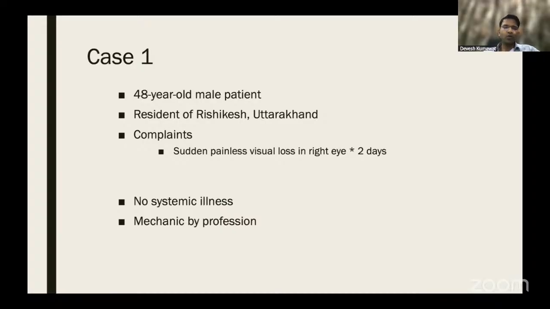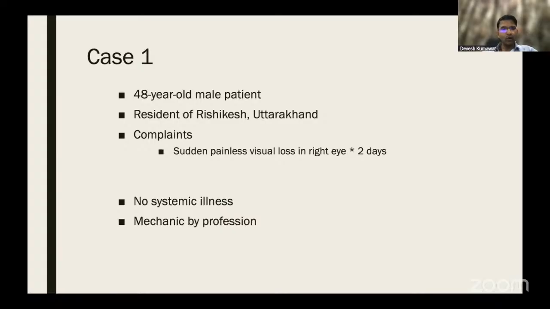So it's a 48-year-old male patient, just a hypothetical situation that I'm presenting here. A 48-year-old male patient, a resident of Rishikesh, Uttarakhand. He presents with the chief complaint of sudden painless decrease in vision in the right eye for the last 2 days. He doesn't have any systemic illness. He's a mechanic by profession. Now, important here is to note that he's a resident of Rishikesh, Uttarakhand.